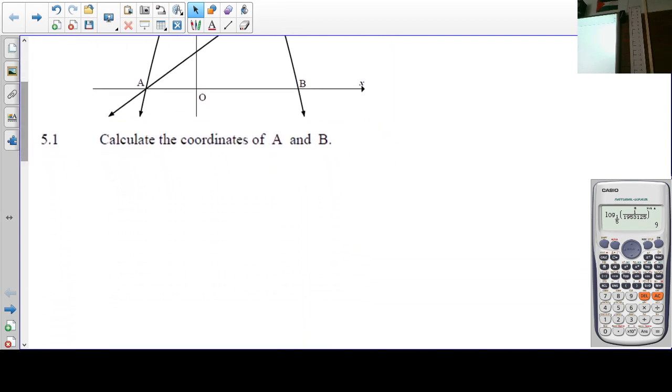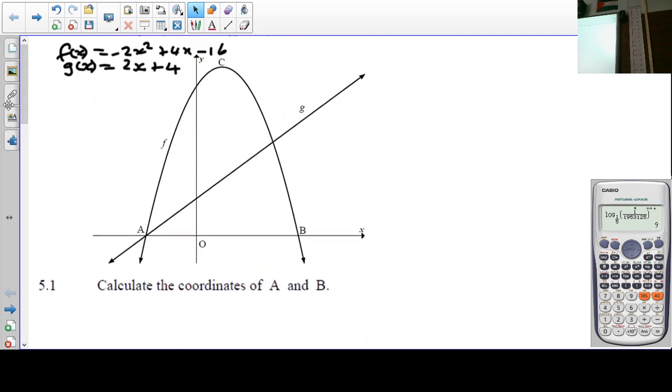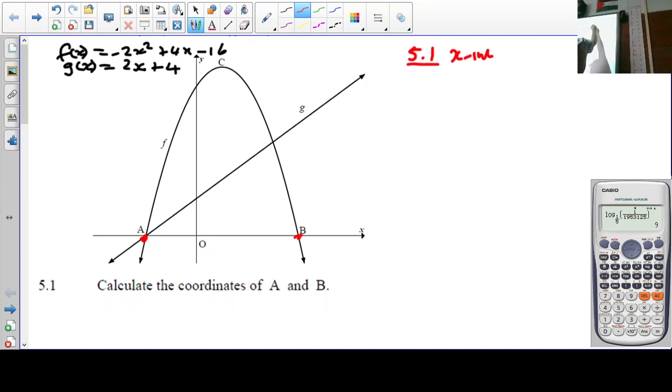Okay, so in question 5.1, the question says calculate the coordinates of A and B. What is A and B? X intercepts. How do you calculate the x intercept? Right. Sounds like you guys are going to do well in maths. So for the x intercept, we let y equal to 0. So we have 0 equals negative 2x squared plus 4x plus 16.